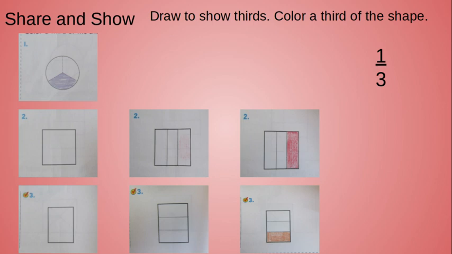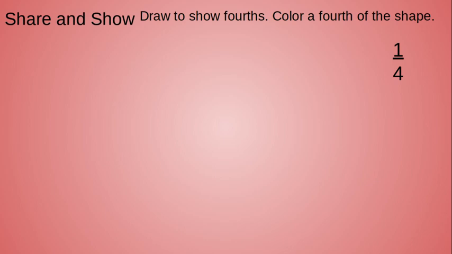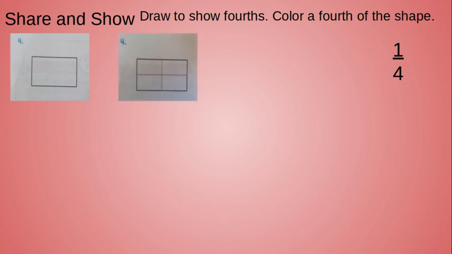All right. The next part of share and show changed the directions a bit on us. It says draw to show fourths. Color a fourth of the shape. So for each of these shapes, I need to show 4 equal parts, or fourths, and then color in 1/4, 1 out of 4 of those equal parts. The first shape is a rectangle. Go ahead with your pencil, turn that into fourths, and then pick out a crayon and shade in 1/4.